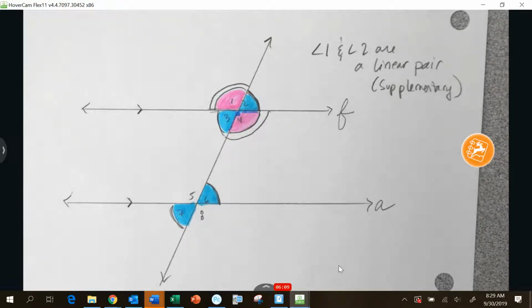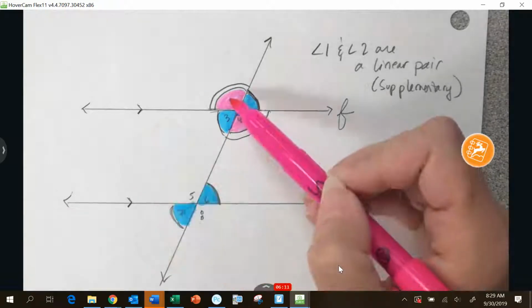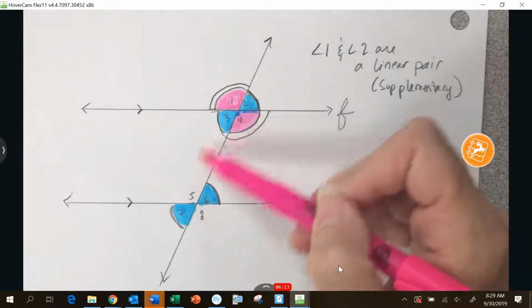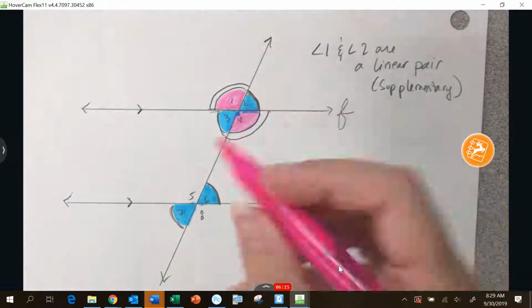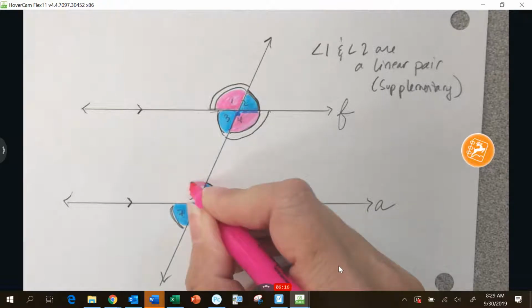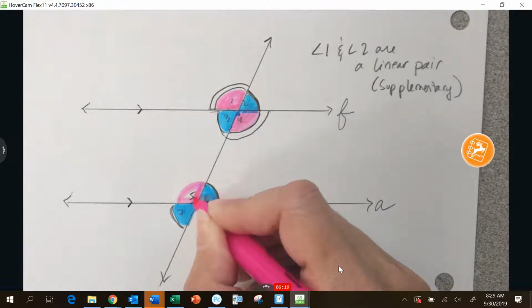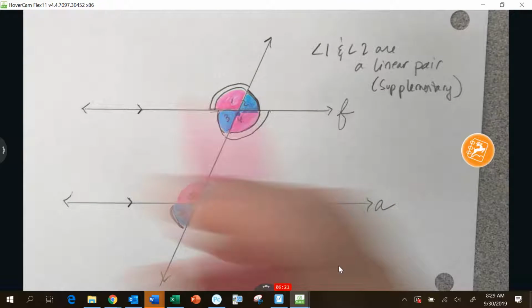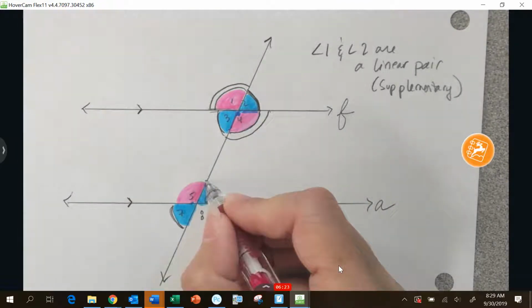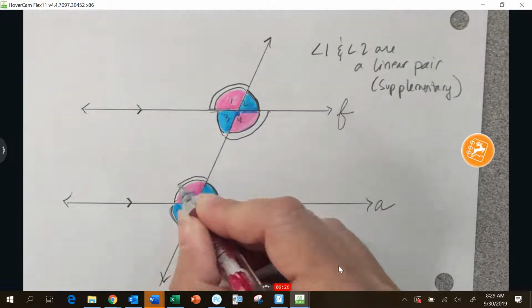Cameron. Angle 5? Why would angle 1 and angle 5 be congruent? They're corresponding. And when we have parallel lines cut by a transversal, corresponding angles are congruent. Was that you too, David? Thank you.